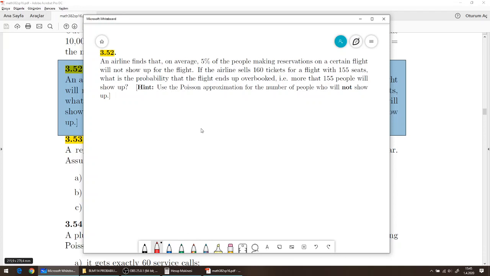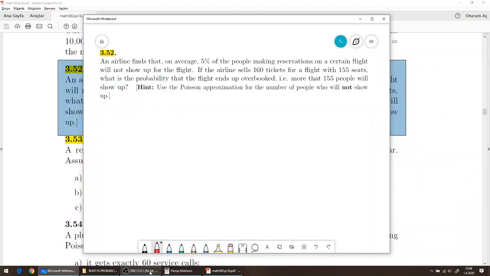An airline finds that, let me check if it is recording. Yes, no problem. An airline finds that on average 5% of the people making reservations on a certain flight will not show up for the flight. If the airline sells 160 tickets for a flight with 155 seats, do you understand? The airplane has 155 seats, but they sell 160 tickets.